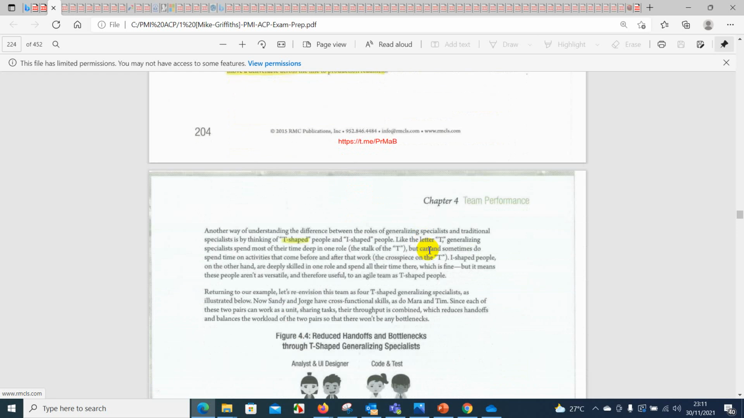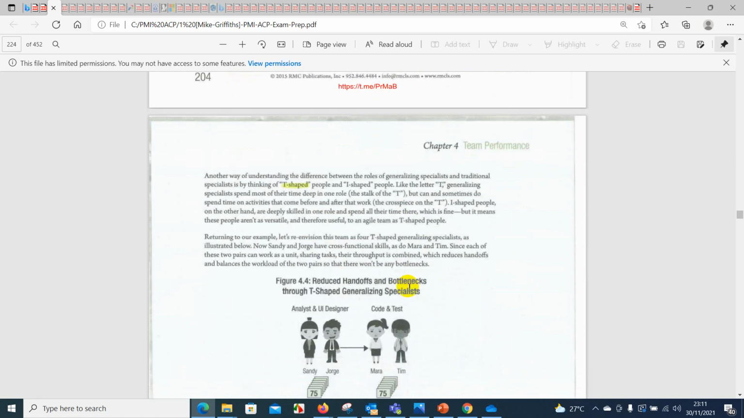Okay, like the T-shaped specialist. Activities of T-shaped people. Returning to our example, let's envision this team as T-shaped, utilizing cross-functional skills. Sunday and George have cross-functional skills. The result is increased throughput combined with a balanced workload, so that there won't be any bottleneck.